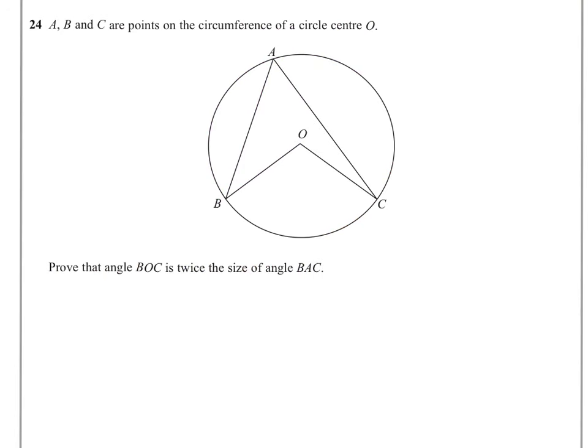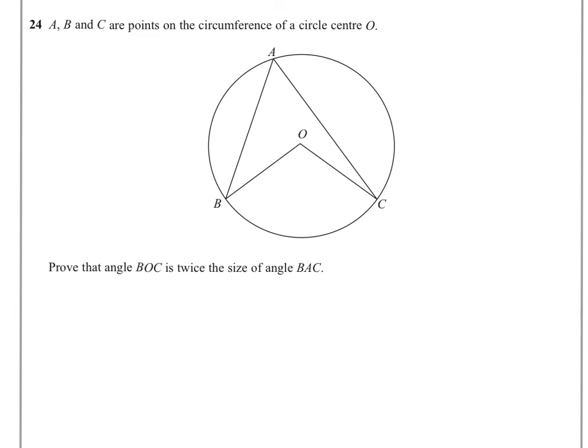Question 24. You're given A, B and C are points on the circumference of a circle, centre O. Prove that angle BOC is twice the angle BAC. Well, I'm really glad that this kind of question is on the GCSE because I've always tried to teach the circle theorems using algebra, and I'm going to do that now.